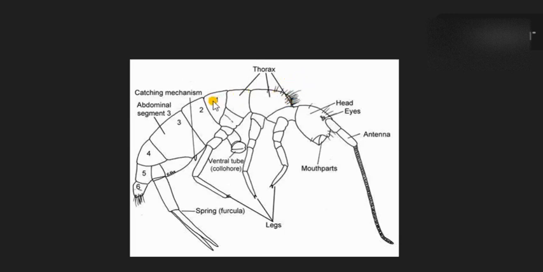The integument of this animal is usually hairy or scaly. Scales are present sometimes on the entire skin, or sometimes they are confined to specific areas. Like over here you can see they are present in the mesothorax, the mid thorax, and in the last abdominal segment.